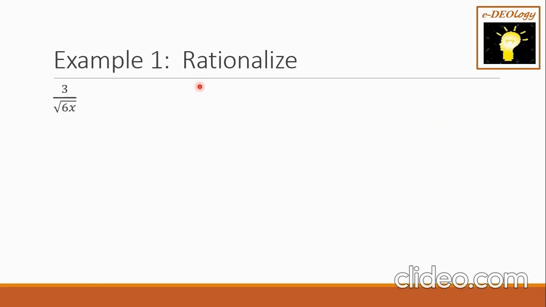Let's have example 1. Rationalize the fraction 3 over the square root of 6x. In here, we're going to use the property that when we have the nth root of a and this radical is squared, this is simplified into a. So let's go to our problem here.